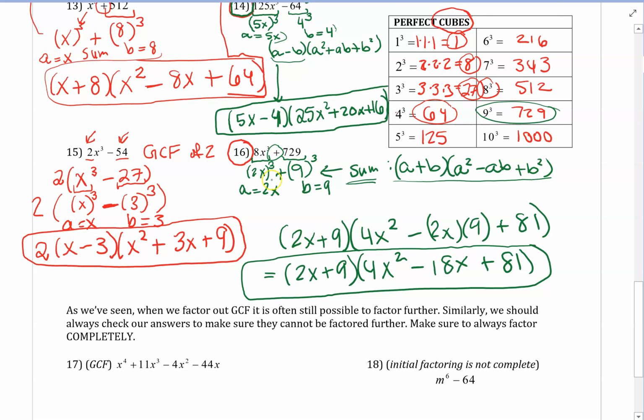A plus b is just 2x plus 9. A squared is 2x squared, which is 4x squared. And then here I thought I'd write out what a times b looks like. 2x times 9 gives me 18x eventually. And it's minus because it's opposite. And the 81 I got from squaring b, squaring 9. And so my final answer is 2x plus 9 times 4x squared minus 18x plus 81.